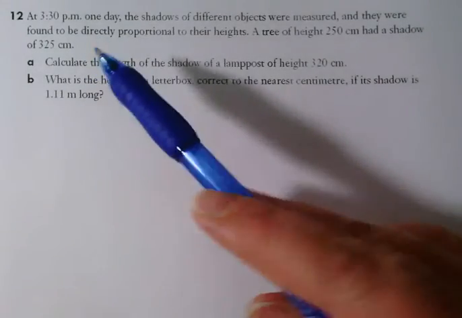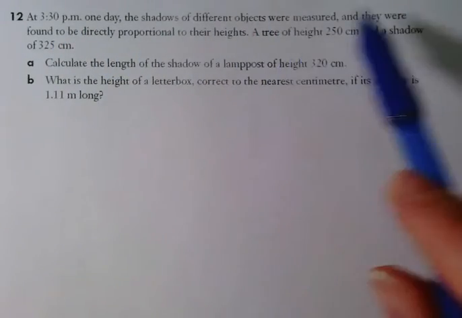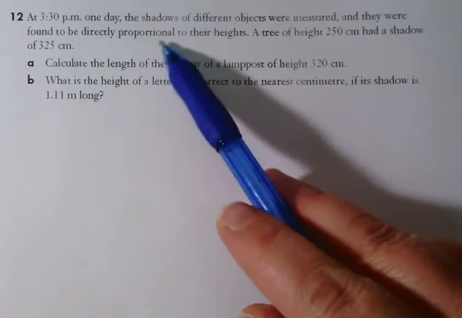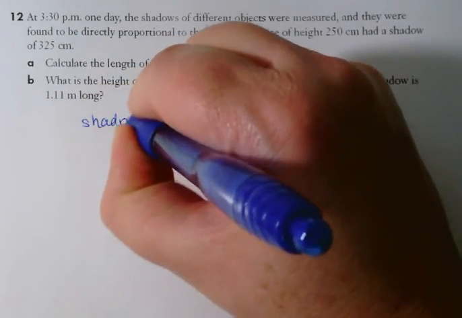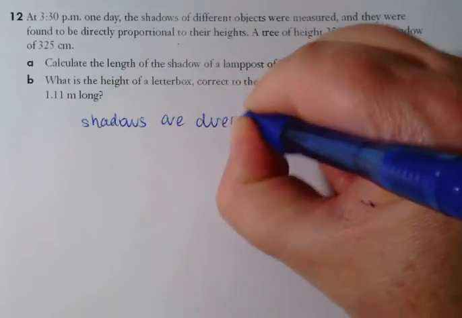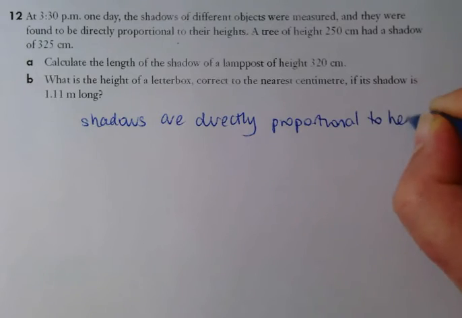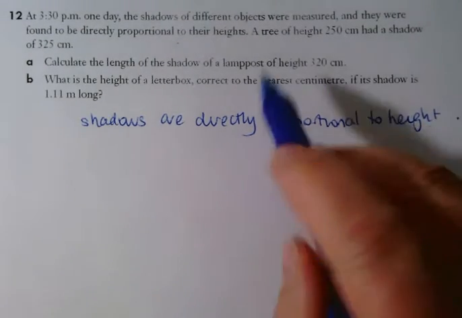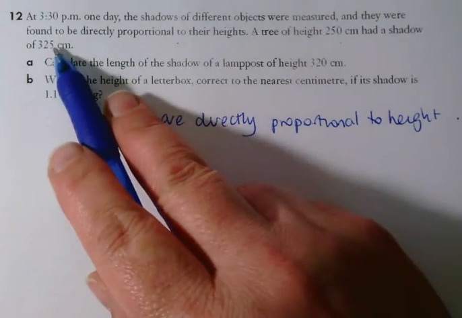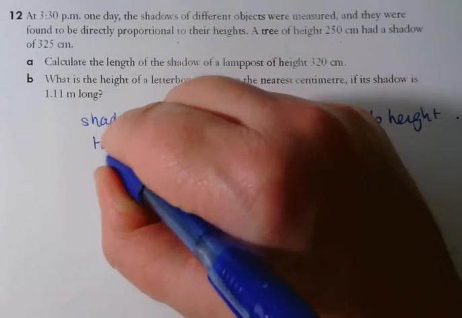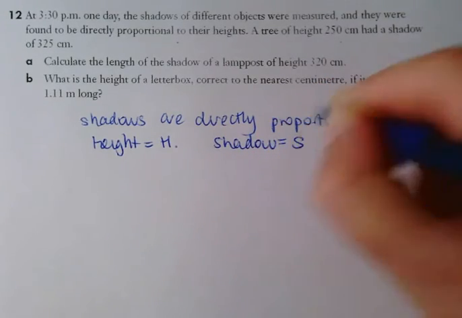Okay, now for question 12 in the same exercise, 2.08. At 3:30 p.m. one day, the shadows of different objects were measured, and they were found to be directly proportional to the heights. So we can see that the shadows are directly proportional to the heights of the objects. Now it says a tree of height 250 centimeters has a shadow of 325. So let's let the height be h in our equation, and the shadow we're going to represent by s.